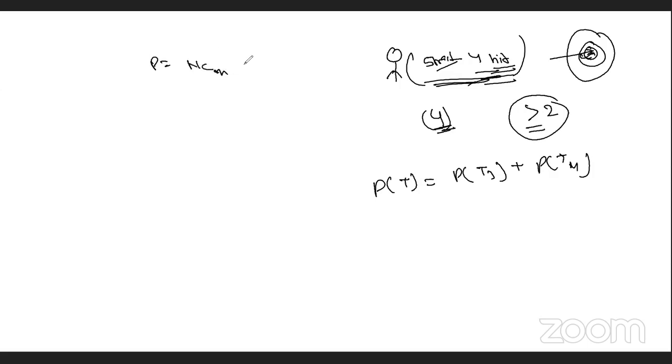So nCn is nothing but probability to the power small n, and then Q, which is nothing but the reverse of probability, to the power N minus n. This is the binomial distribution formula, and this is what it says.